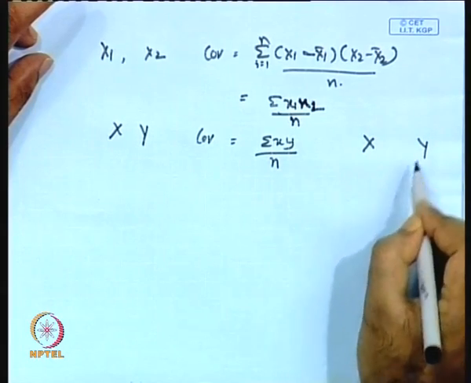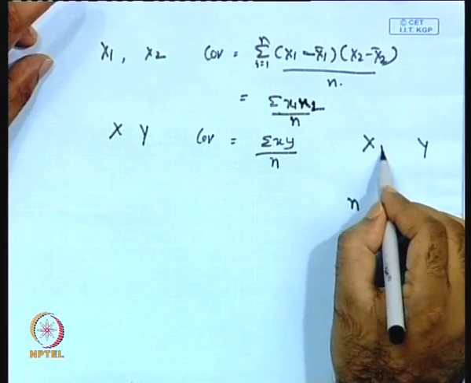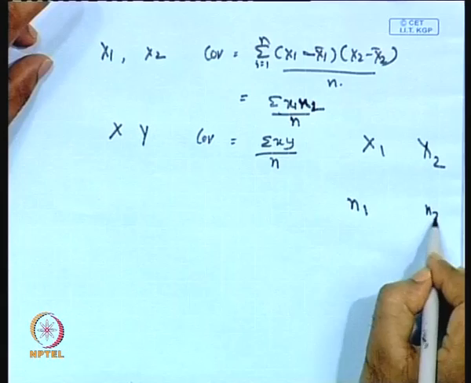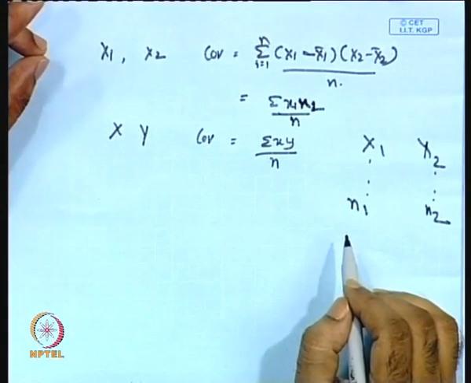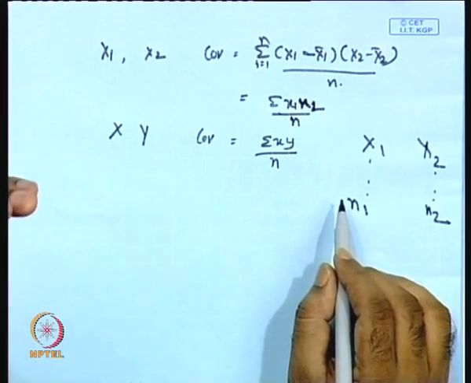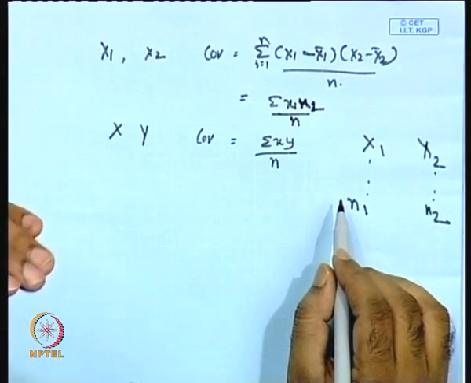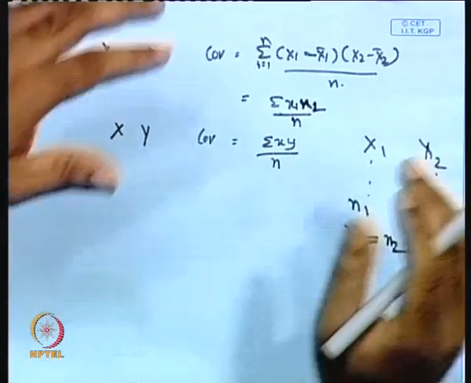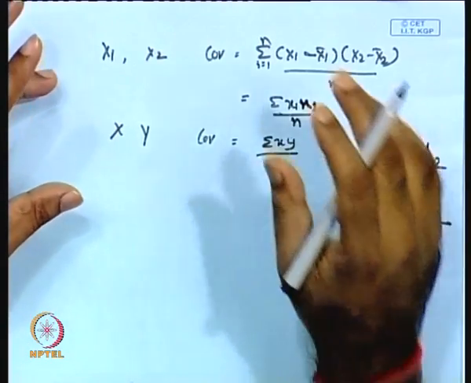For x and y, or if you put x1 and x2, the observations are n1 and n2. I have already mentioned that for covariance the essential condition is that the sample observations must be the same. If it is uniform, then you can proceed further. That means n1 must be equal to n2. If n1 is not equal to n2, then the system itself is inconsistent. You cannot apply covariance if the sample observations are completely different; in that case you have to adjust the systems.